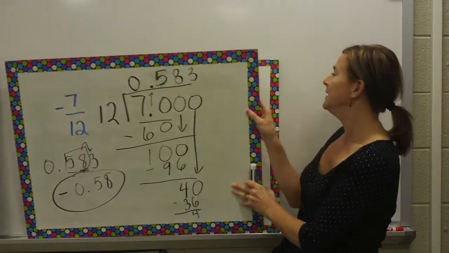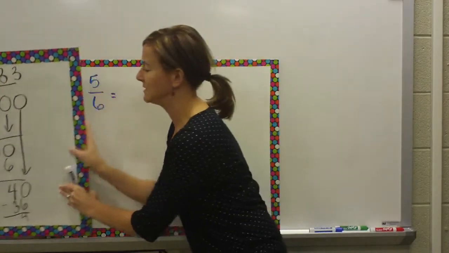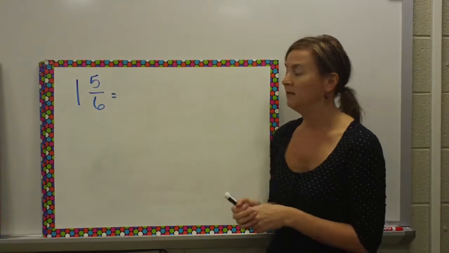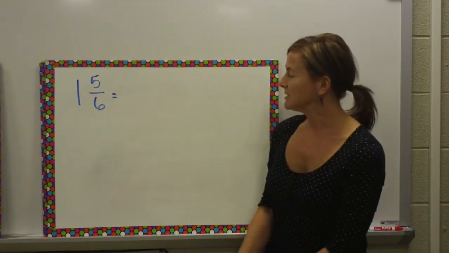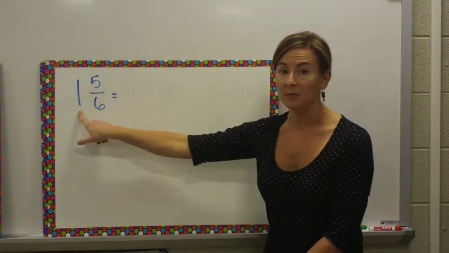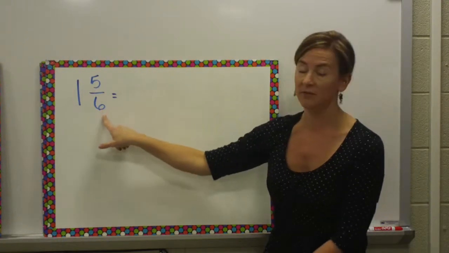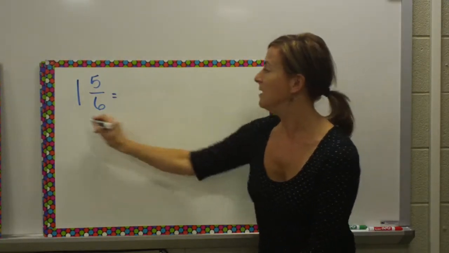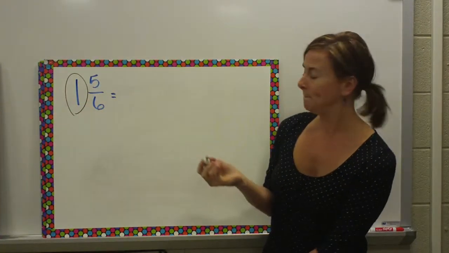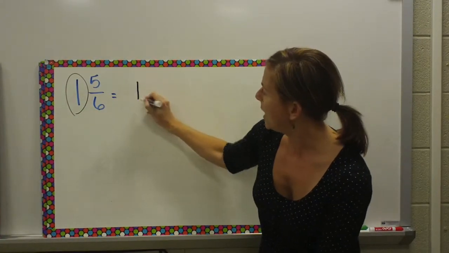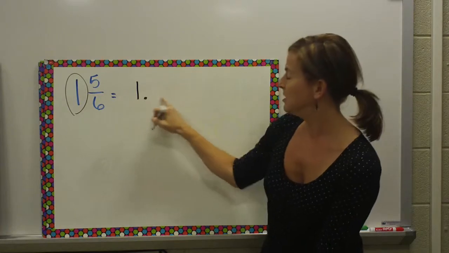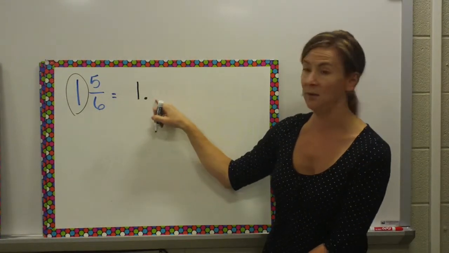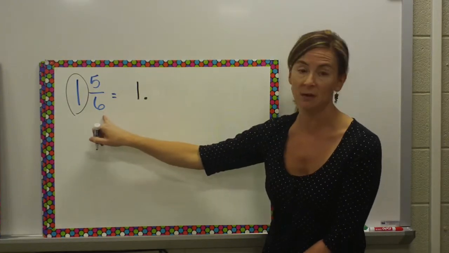Let's take a look at an example where you might see a mixed number. Here we have 1 and 5/6. Because I have a mixed number, I have a whole number and a part of a number. So what I'm going to do is I know that because I have a whole number, I'm going to have 1 and some fraction, whatever this fraction equals. I'm sorry, 1 and some decimal, whatever this part equals.